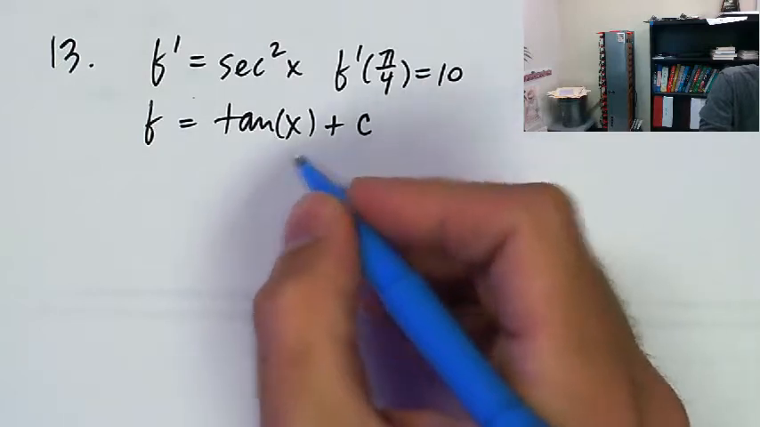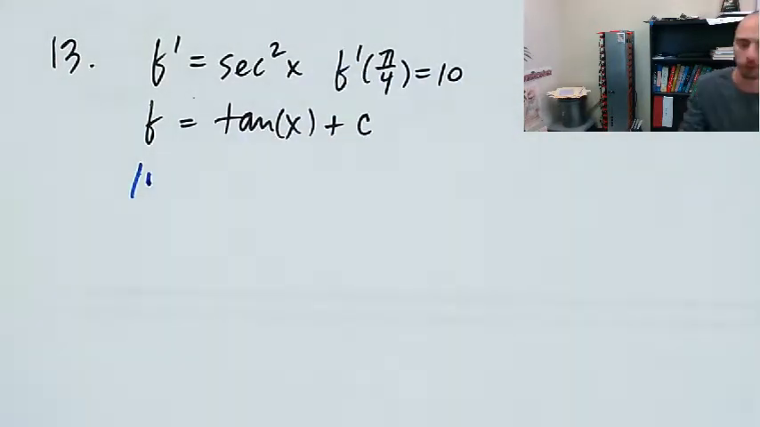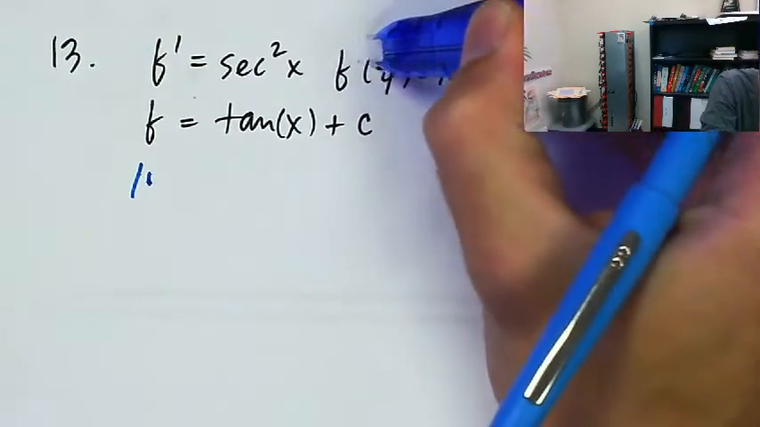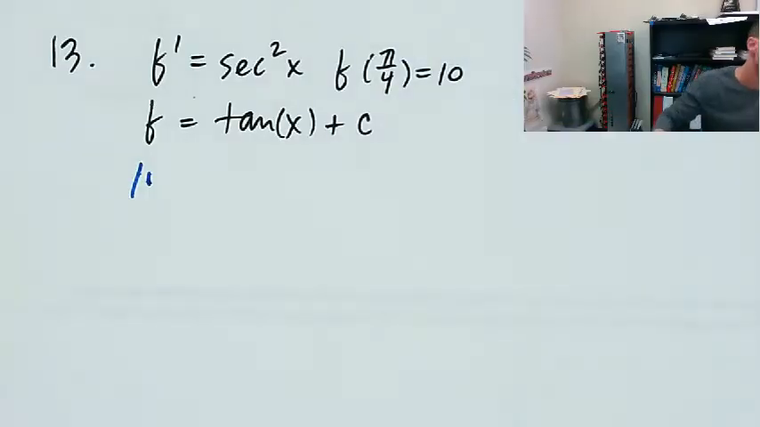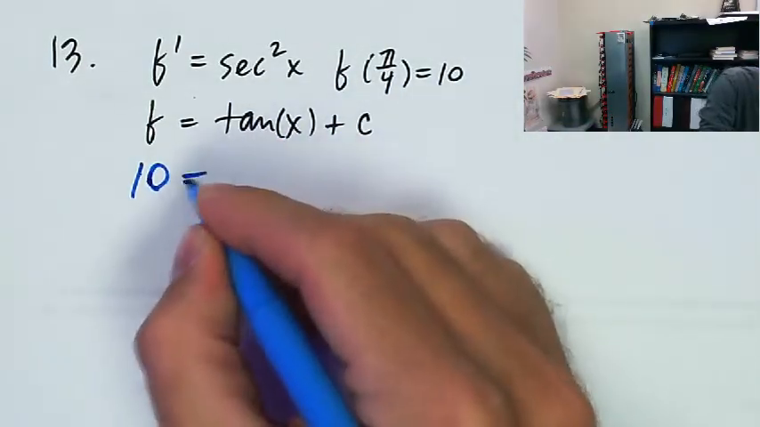And so I'll say, well, all right, I'm going to plug in 10 for, oh, that wasn't true. That wasn't what the problem said. It said f of pi over 4 is 10, not f prime. Pardon me. Okay, so f equals 10 when x is pi over 4.